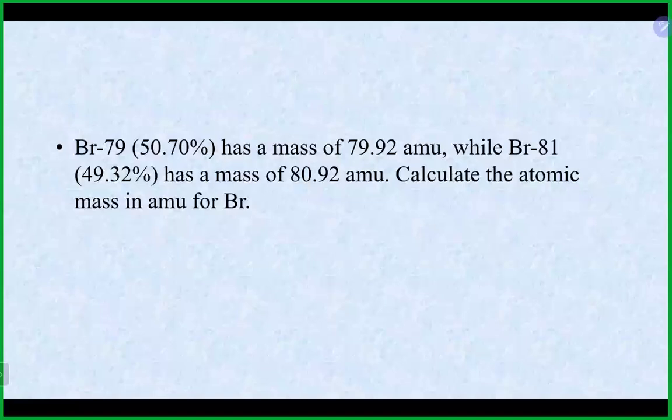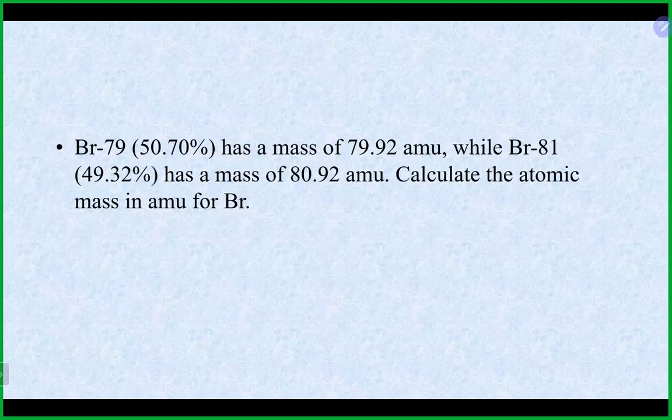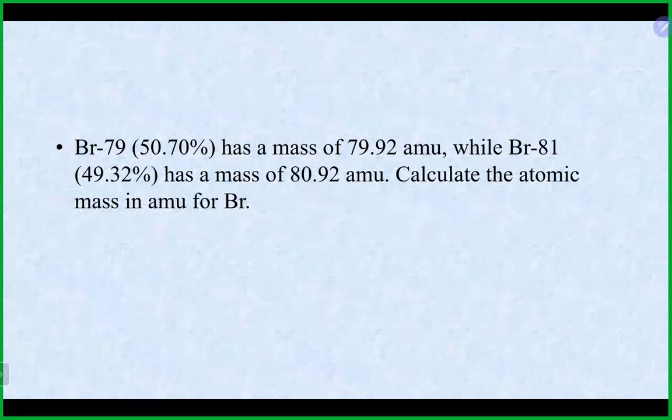So why don't we try one here? Why don't you try the calculation on this? Bromine 79 is 50.70% and has a mass of 79.92 AMU, while bromine 81 is 49.32% and has a mass of 80.92 AMU. What would be the atomic mass of bromine? So use that formula we just.